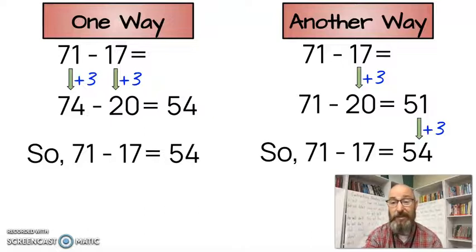Now the reason I use addition on these is because I want to get to a 10, because subtracting by 10s is super easy, or it's a lot easier than subtracting by numbers that aren't 10s. And so what I want to do is get to the closest 10. And if I look at this number, 17 is closer to 20 than it is to 10. So that's why I added 3. So if I would have gone down to 10, I would have had to subtract 7.